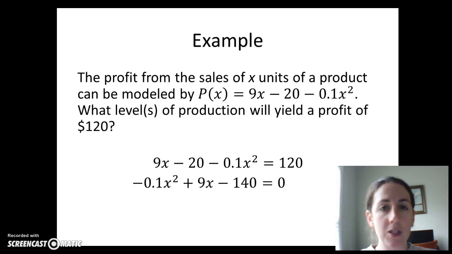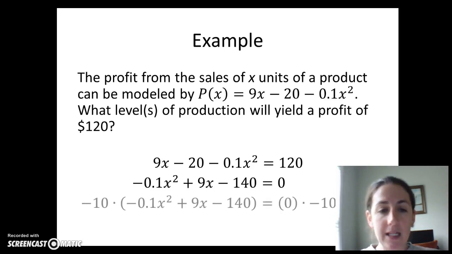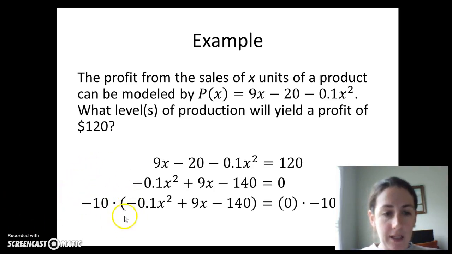Now you can only do this to equations when you have things set equal to each other. So I'm going to take this entire equation and multiply by negative 10. Remember, whatever you do to the left-hand side, you do to the right-hand side. So I'm going to multiply the entire left-hand side by negative 10 and the entire right-hand side by negative 10.